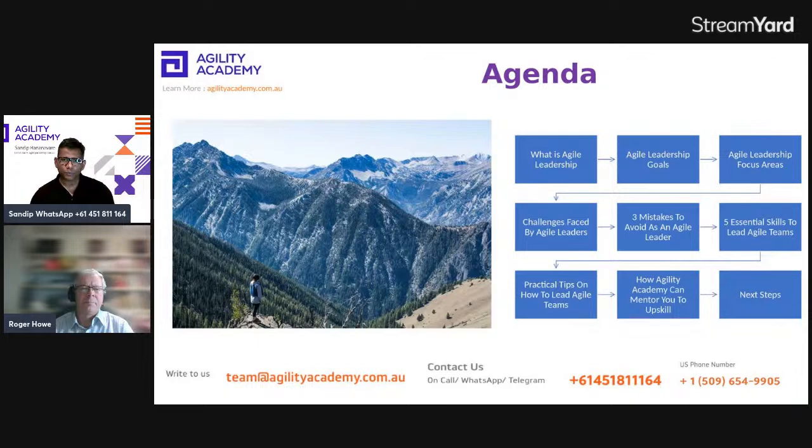In the second phase, we are going to start exploring what challenges are typically faced by any agile leader and what kind of mistakes, or three mistakes, are made by agile leaders and how you can avoid those. Towards the end, we are going to share a few practical tips. So stay tuned and feel free to ask any questions as we go through this.